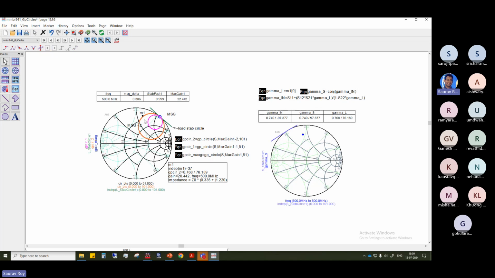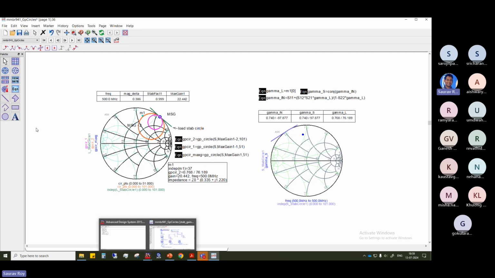So now let's say we decide this point. Let's say this is our designated point, which is stable as well as we get some good gain. Now what is the next task of our design? Next task is getting the matching. So how do we do matching?